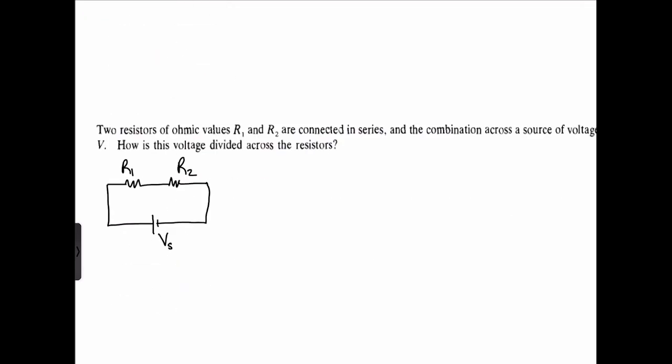For the series circuit, each resistor sees the same current. However, they do not see the same voltage. The voltage is divided according to the resistance value. So it's only right for us to apply the voltage division for the resistors in series.